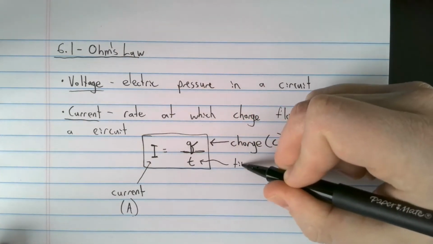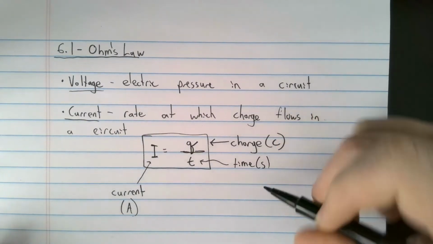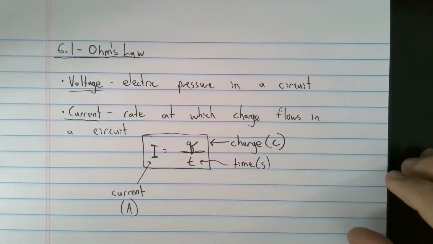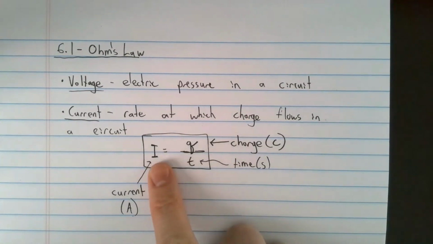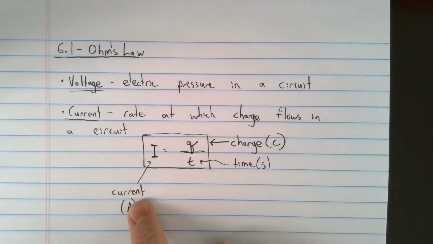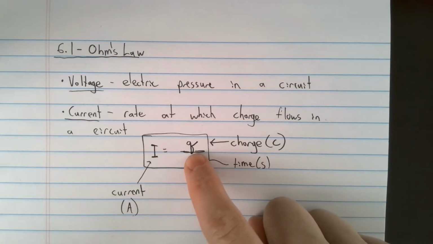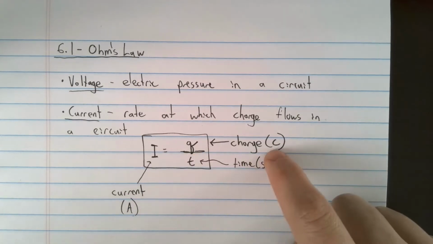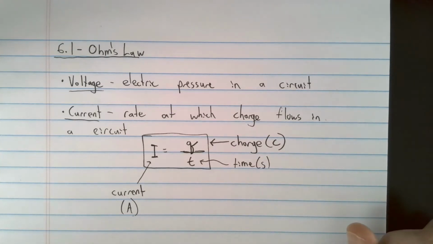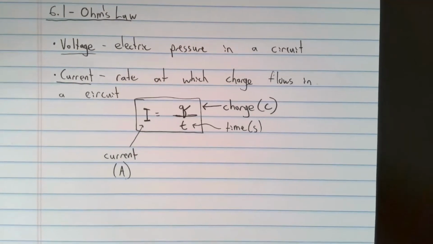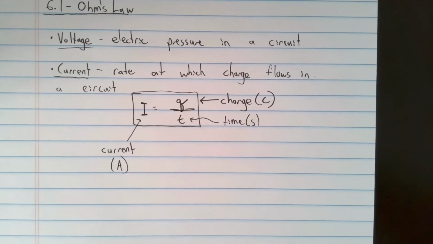Of course, time is measured with seconds. So that's how we measure current. Current is I, it has the unit of A. Charge is Q, it has the unit of C. Time is T, it has the unit of S. Fortunately, we don't really test on units this year. Being online, we have that weird software.